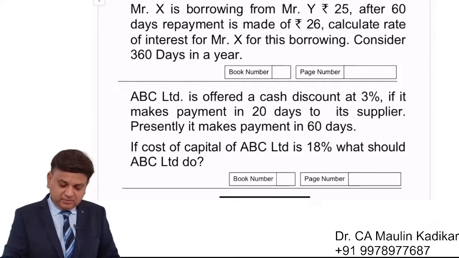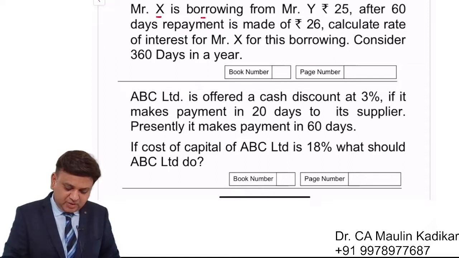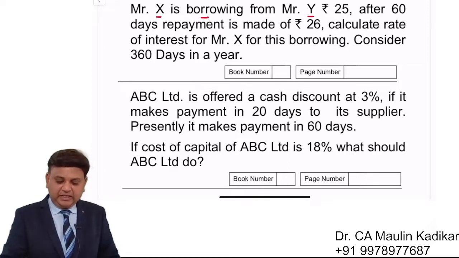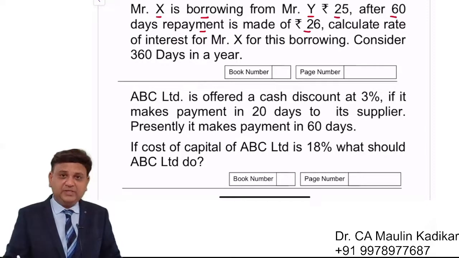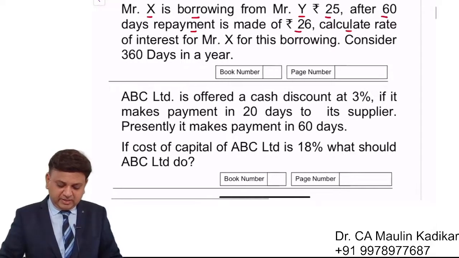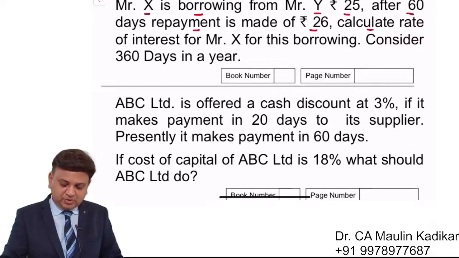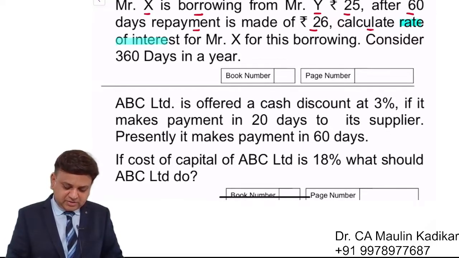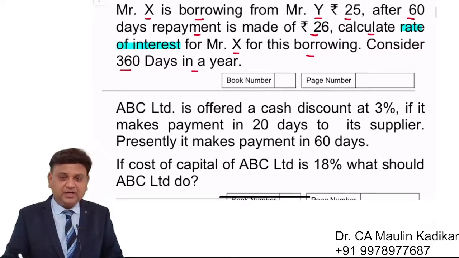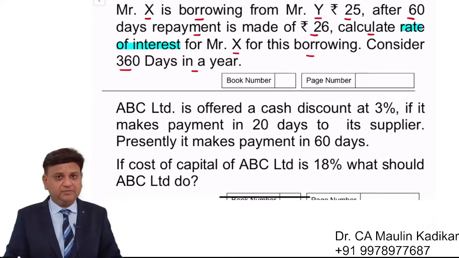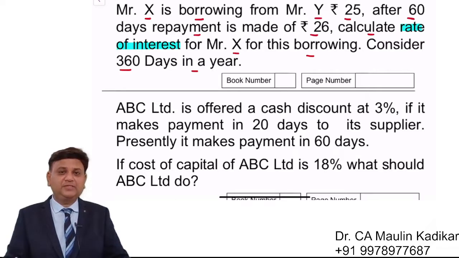Let us see a question. Mr. X is borrowing from Mr. Y an amount of rupees 25. After 60 days, repayment is made of rupees 26. Calculate the rate of interest for Mr. X for this borrowing. Consider 360 days in a year. That is the question. I request you to give answer for this question in the chat box. A very simple question.